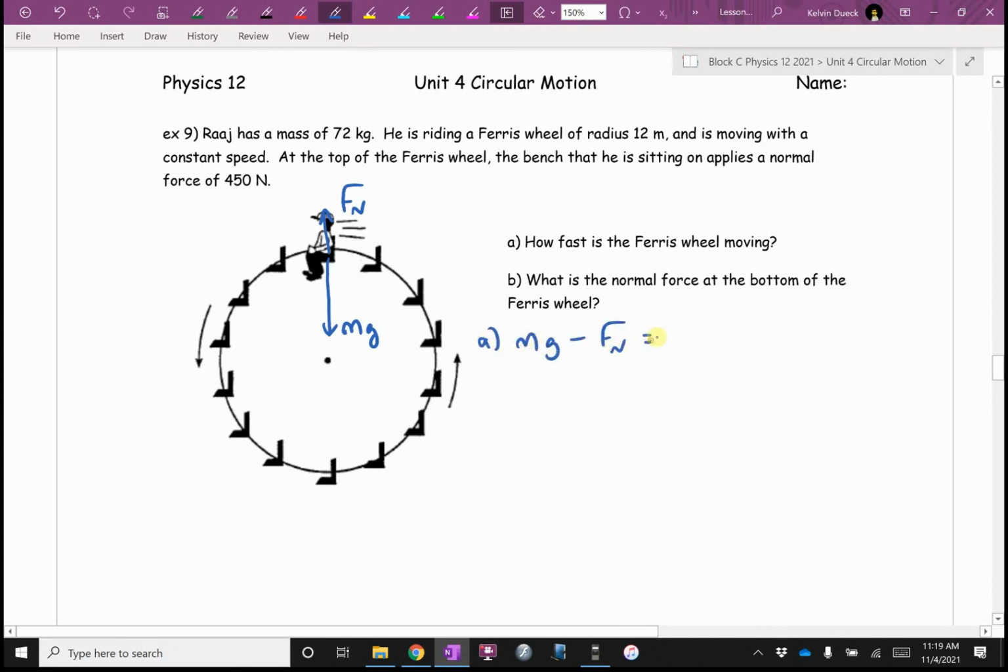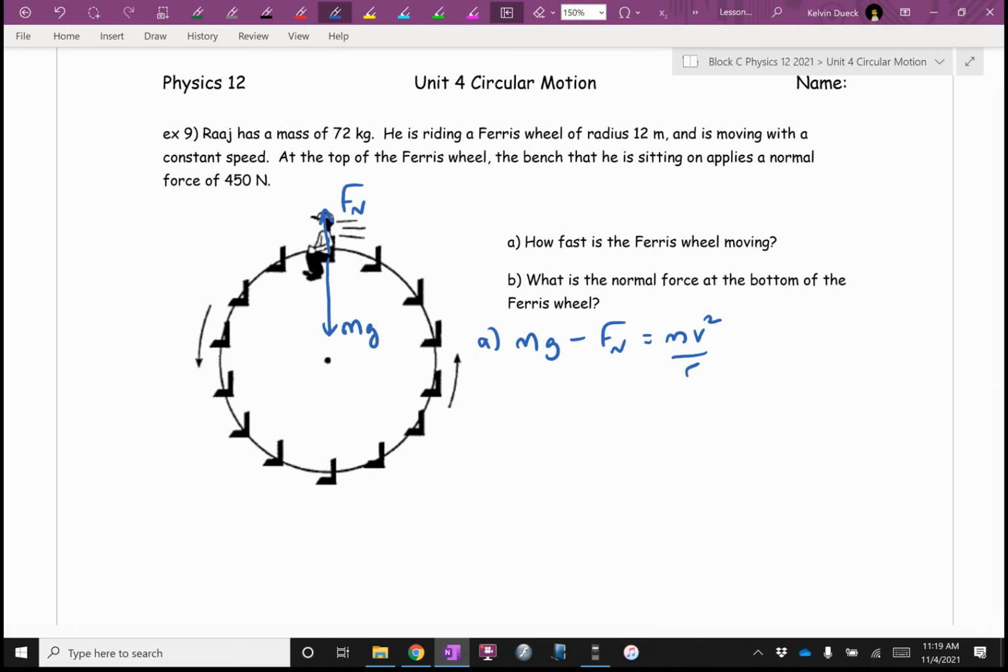What are they asking me to find? I'm going to be brave and go straight to mv squared over r because they asked me to find v. Could have asked me to find the period, and that would just be how long does it take the Ferris wheel to go around once? That would be m 4 pi squared r over t squared. I think there's one like that either in the lesson or in the homework.